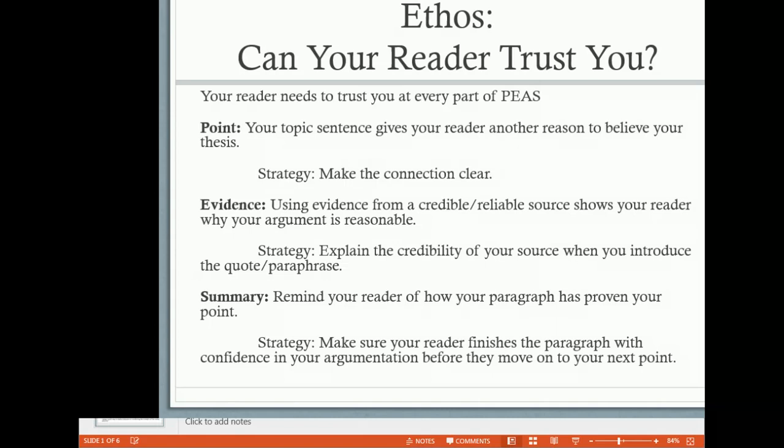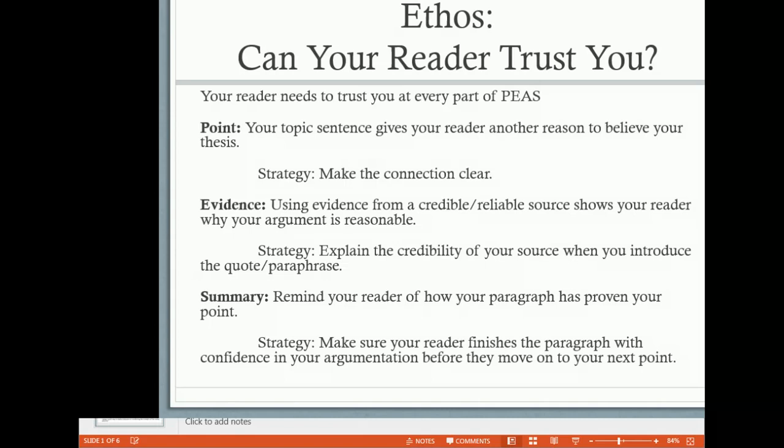And briefly, a reminder that in the point of each paragraph, your topic sentence gives your reader another reason to believe your thesis. So your strategy is to make that connection really clear, the connection between the topic sentence and the thesis. In the evidence portion, using evidence from a credible and reliable source shows your reader why your argument is reasonable. And a strategy we've been talking about is explaining the credibility of your source when you introduce the quote or the paraphrase.